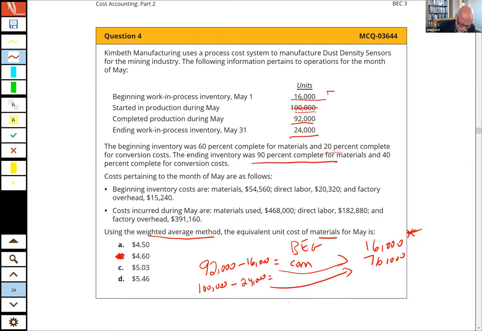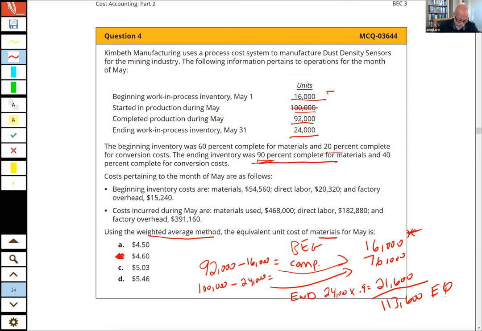Okay, then for the ending, that part's probably pretty easy for us. It's 24,000 times, they said we're what percent complete? Times the 90%. So 24,000 times 0.9 gives me 21,600, right? You add those all up, that gives me 113,600 equivalent units.